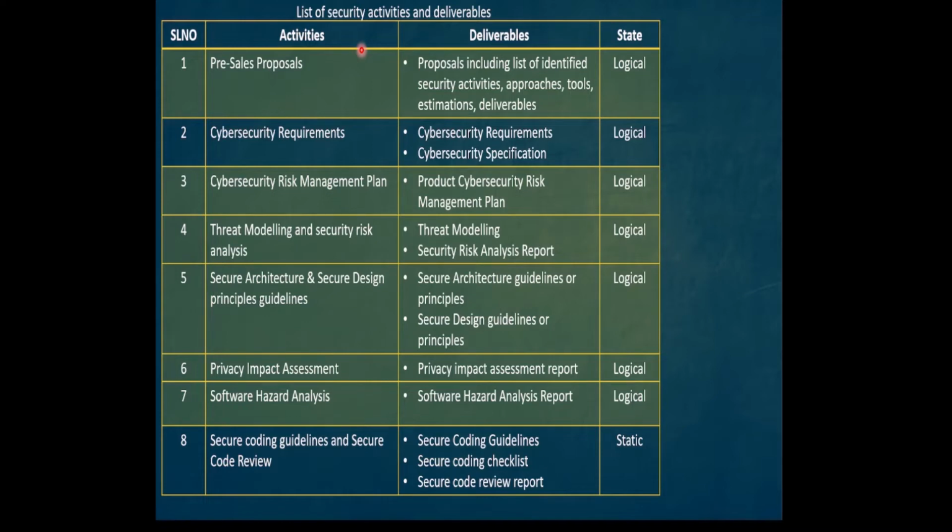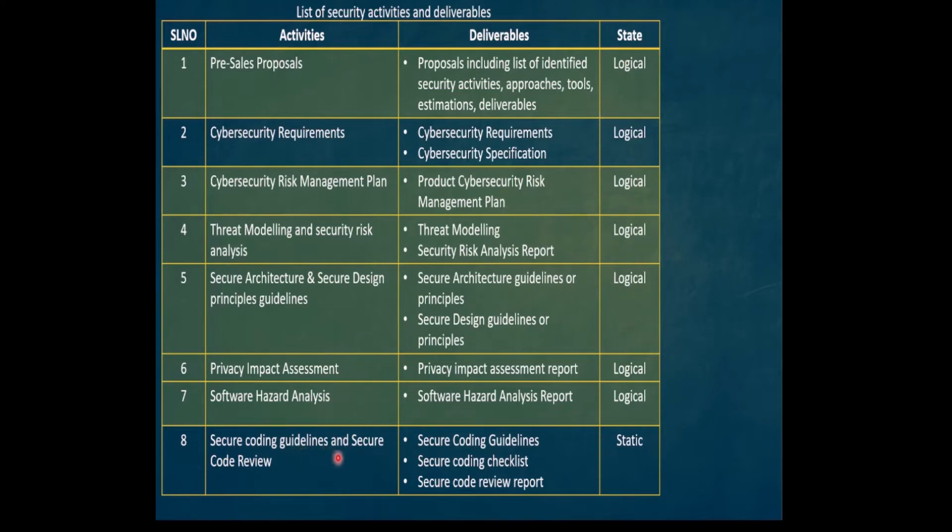If you see in the table, the activities, deliverables and stage, which stage we need to do each activity. Example, presales proposals. Here we need to do in the logical stage only. Then the security requirements, cyber security risk management plan, threat modeling, risk assessment, threat modeling and security risk analysis, secure architecture and secure design principles, privacy impact assessment, software hazard analysis, secure coding guidelines and secure code review guidelines. Up to the 7th item we need to do in the logical stage itself.